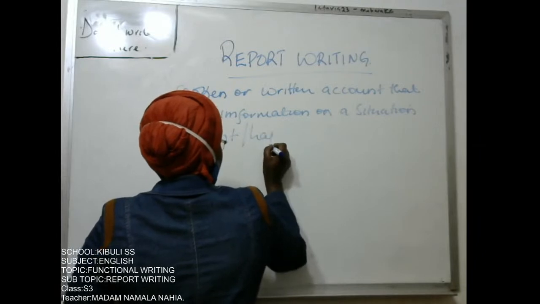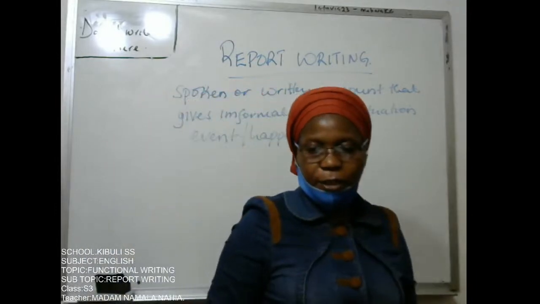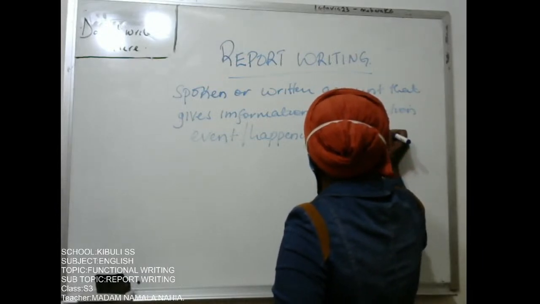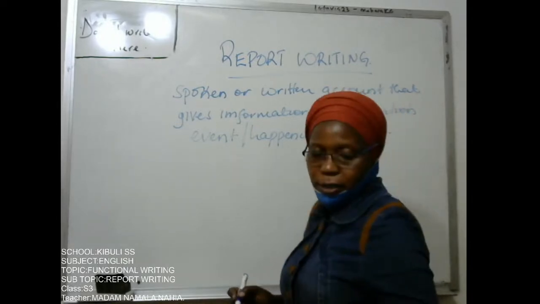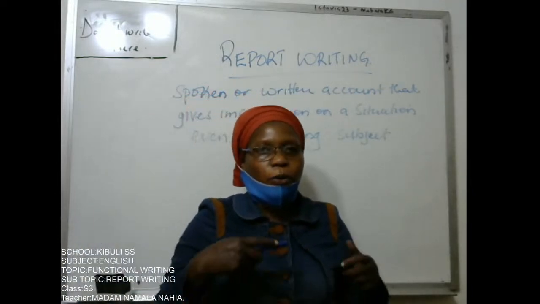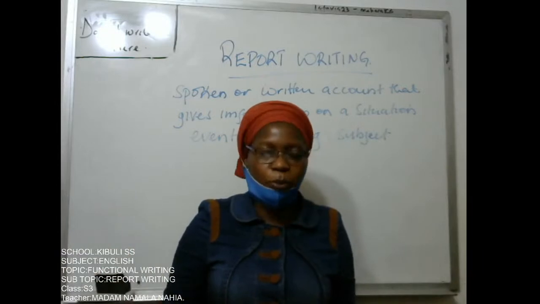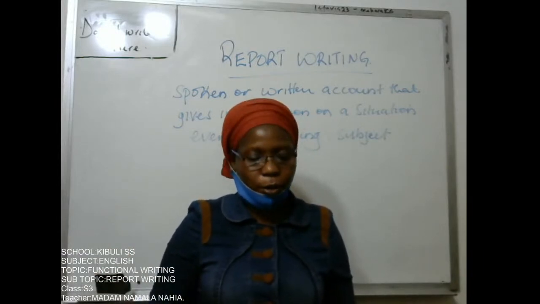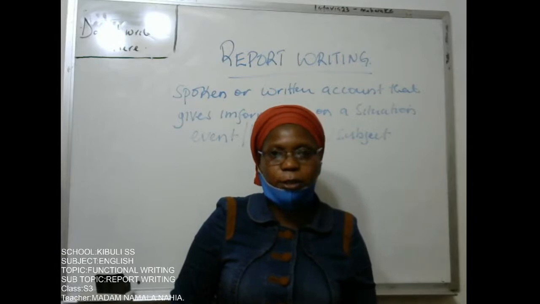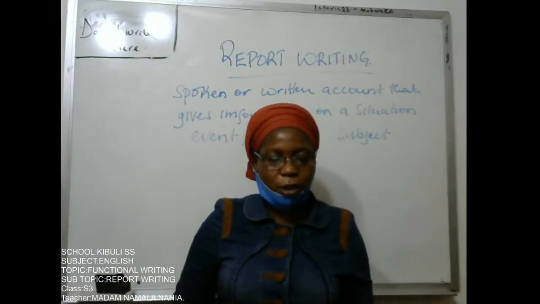An event we know is the same thing as a happening. A happening could as well be an activity. Your report could also be based on a subject. We shall see when it requires us to write a report that is based on a subject. So it is a written account on a situation or an event or a subject, and you're giving information because maybe some people are not there and they would wish to know what really took place. When we are either writing a report or giving a report, we could do so as individuals or we could give this report as a group.